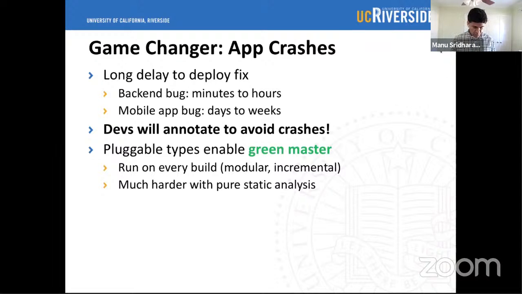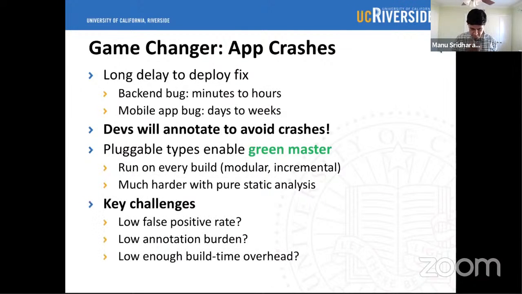Either you just can't block the build on these errors, so developers are free to commit their code even if the static analysis is reporting issues, or the static analysis is so costly that you can't even run it on every build, so you need to run it maybe overnight. So there's a lot of potential for pluggable types to yield greater software quality when deployed, but there are some key challenges that need to be overcome.